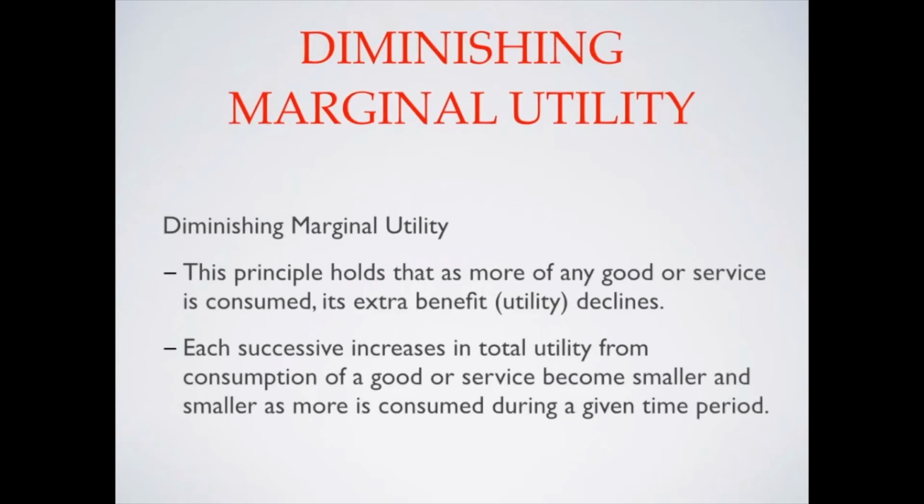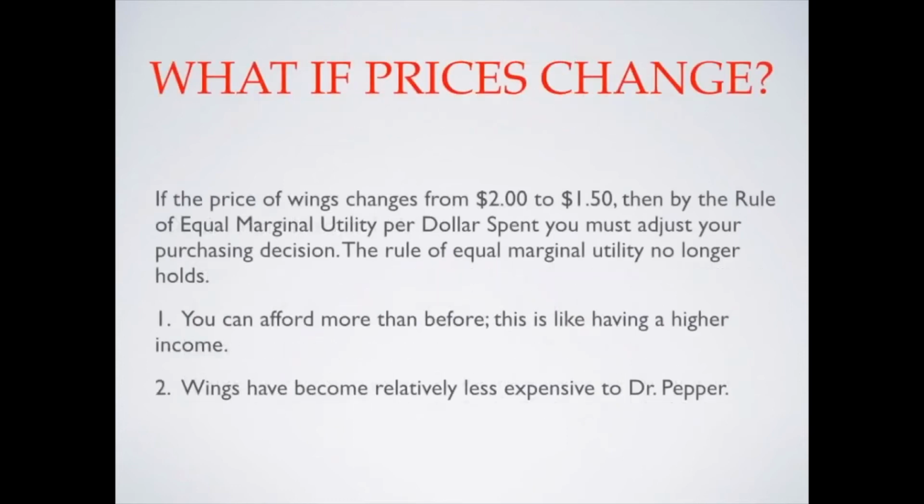The principle of diminishing marginal utility states that as more of any good or service is consumed, the additional or extra utility declines. As more units are consumed, each successive increase in total satisfaction becomes smaller and smaller. Your decision is now influenced by the income effect and the substitution effect. If the price of wings changes from $2 to $1.50, then by the rule of equal marginal utility per dollar spent, you must adjust your purchasing decision.